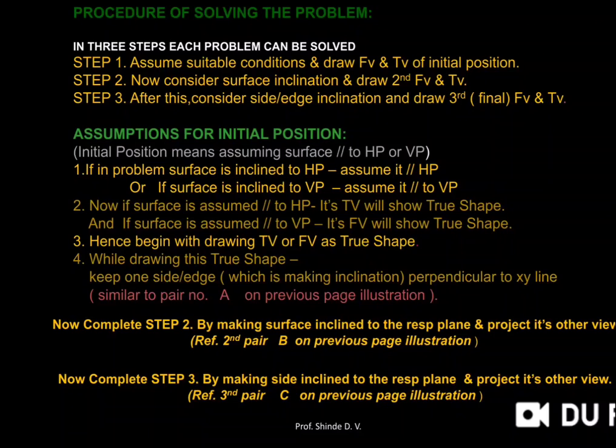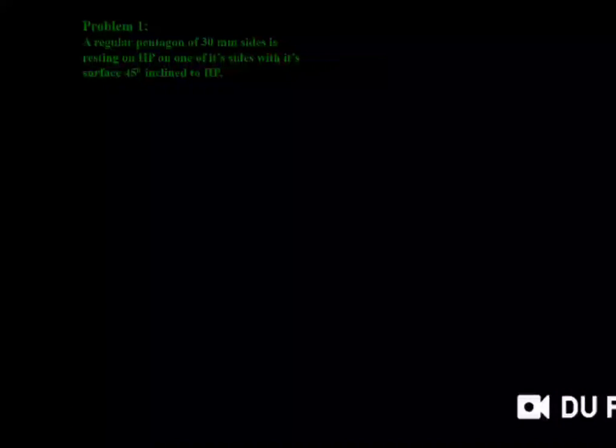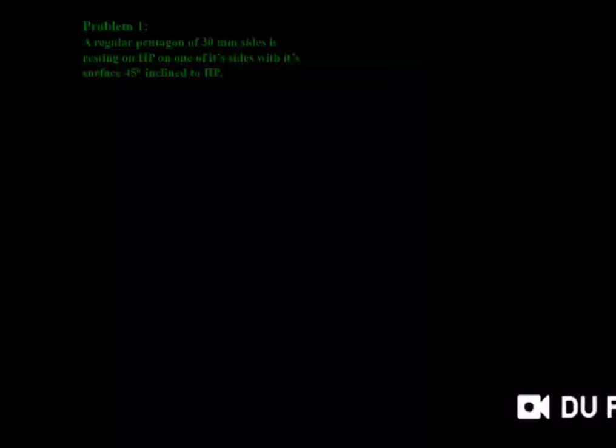While drawing this true shape, keep one side of edge which is making inclination perpendicular to XY line. Now complete the step 2 by making the surface inclined to respective planes and projecting its other view. Reference Pair B or previous page illustrations. Now here the third step is not in your problem, that is inclination of side. Now let us solve the problem stepwise.